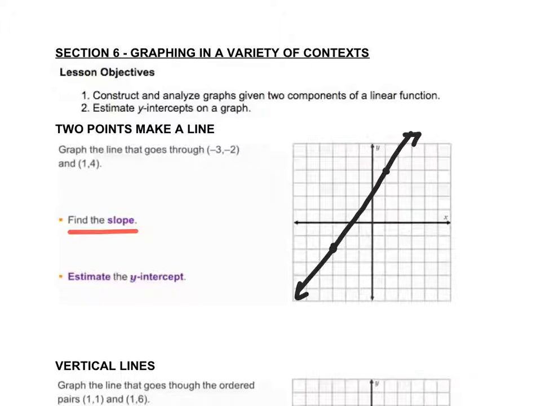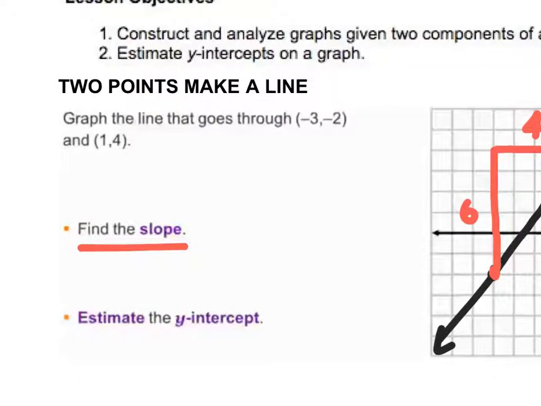We can do this using the stair-step model. So going up 1, 2, 3, 4, 5, 6. So rise up 6, go over 1, 2, 3, 4, go over 4. So our slope, we know, m is going to equal 6 over 4. Those divide down into 3 halves. So 3 halves is equal to my slope.